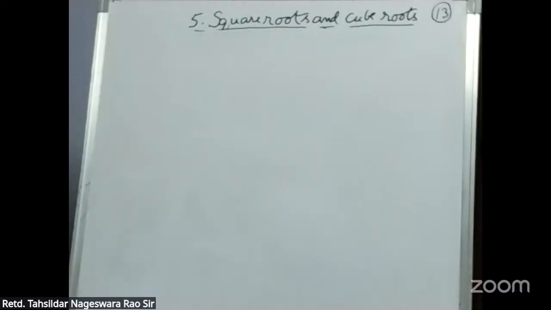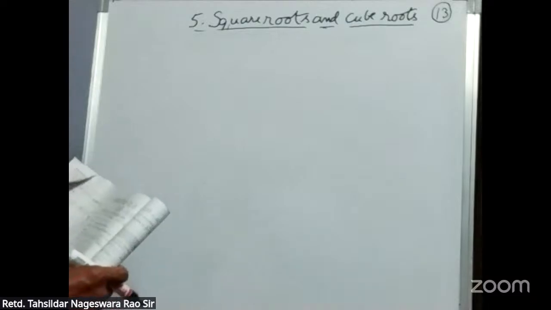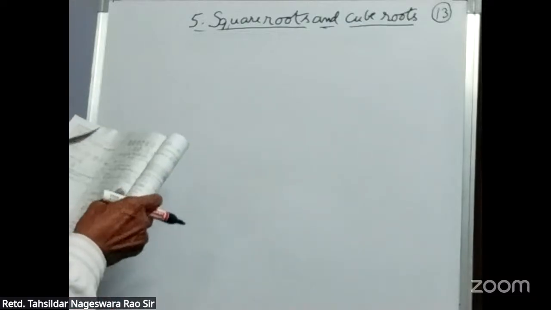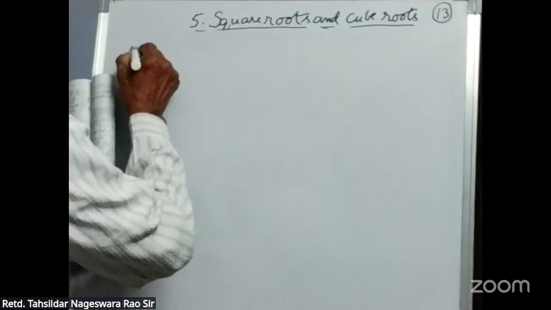We are in square roots and cube roots, fundamental chapters, basic arithmetic we are doing. We have just started square roots and cube roots. Today we will continue. Example 12.